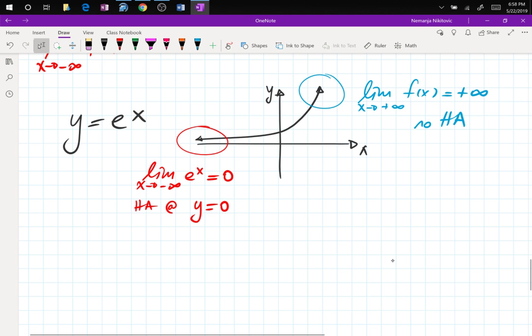Learn what the notation means. X goes to negative infinity. What is happening with the y's? The y's are going down towards y equals 0, which is the answer.